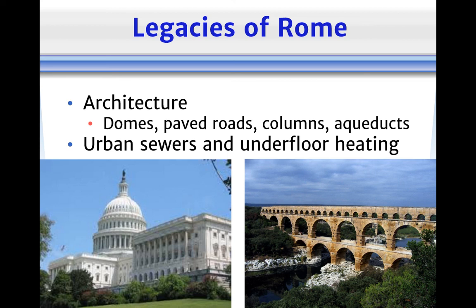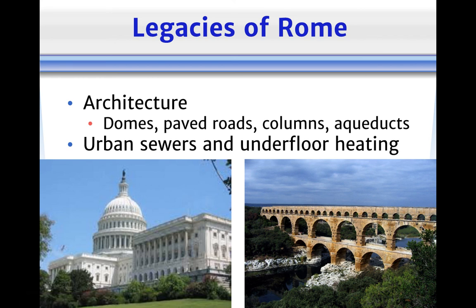Probably one of the most famous and earliest domed structures was the Pantheon in Rome. But we see that the Capitol building incorporates both of these features, both the dome at the top as well as the Greco-Roman columns. And then we also see aqueducts that were common throughout the former Roman Empire. This is a picture of an aqueduct that was constructed in Gaul, which we know is present-day France.